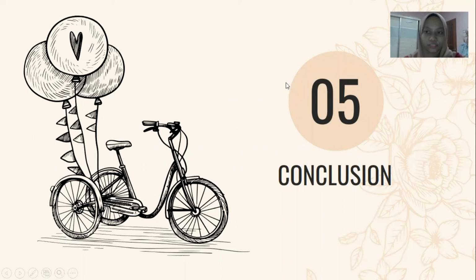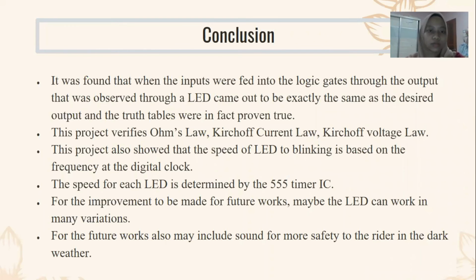For the conclusion of this project, it was found that when the input was fed into the logic gates, the output observed through an LED came out to be exactly the same as the desired output, and the truth table was in fact proven true. This project verifies Ohm's law, Kirchhoff's current law, and Kirchhoff's voltage law. This project also shows that the speed of the LED blinking is based on the frequency of the digital clock. The speed of each LED is determined by the 555 timer IC.